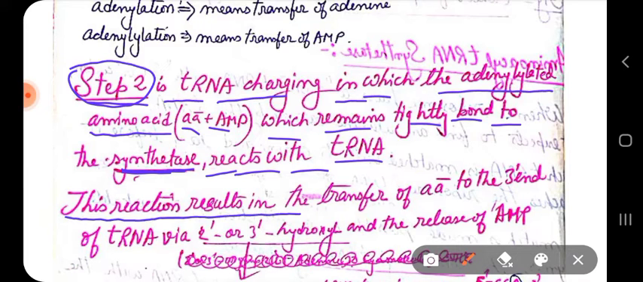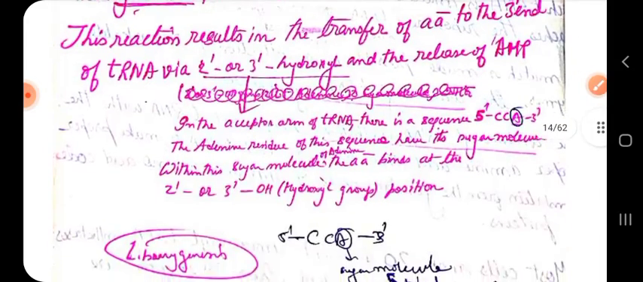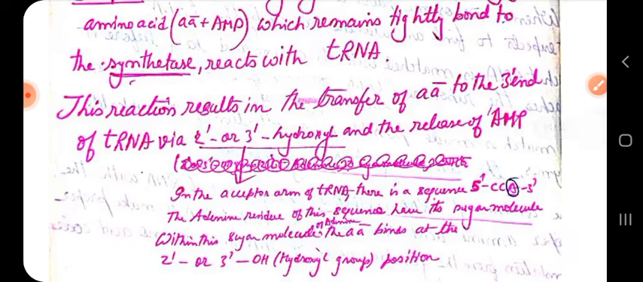And this reaction will result in transfer of the amino acid to the 3' end of the tRNA. So the amino acyl tRNA synthetase attaches this adenylated amino acid, and then it reacts with the tRNA. Due to this reaction, the amino acid is transferred to the 3' end of the tRNA via the 2' or 3' hydroxyl, and AMP is released.